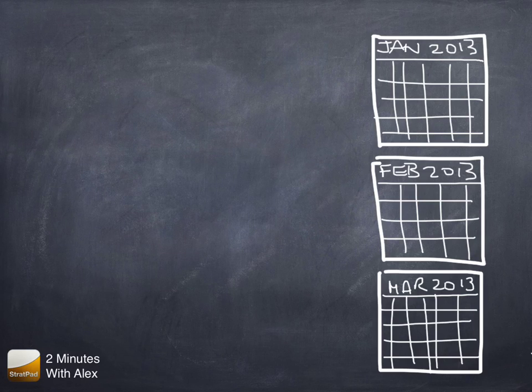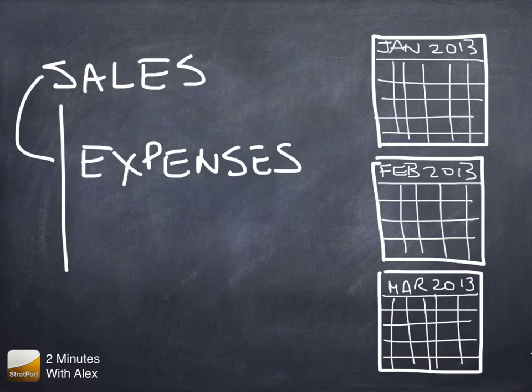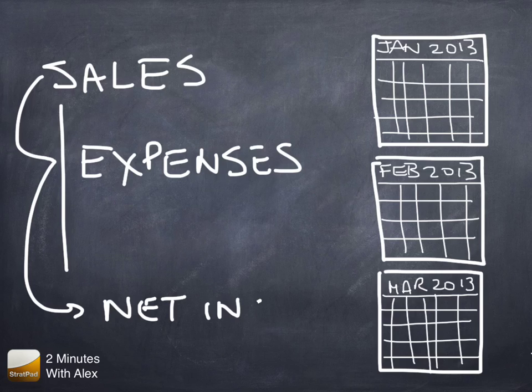The income statement calculates profitability by adding up all of your sales in the period and then subtracting all of your expenses in the period. Sales minus expenses is equal to net income. If net income is positive, you're profitable. If net income is negative, then you've suffered a loss and you're not profitable.